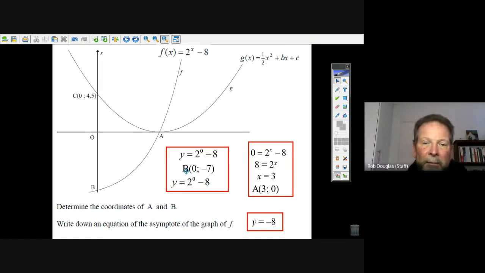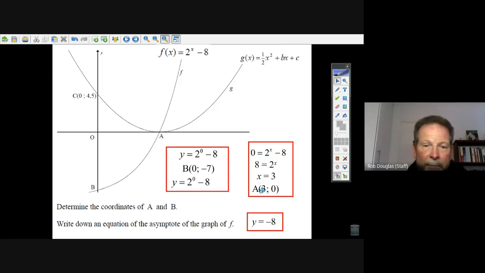Well, let's just give it a try. Let's try A. For A, this is part of the exponential equation, but we know right there y is equal to 0, so we can put a 0 there. 0 equals 2 to the x minus 8. Then we add 8, and 2 cubed is 8, so x must equal 3. Hey, we just got A. It's 3 and 0.